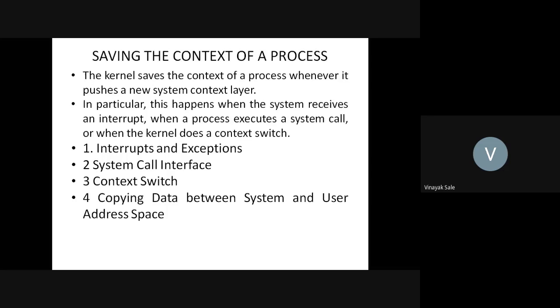Then, saving the context of a process. The kernel saves the context of a process whenever it pushes a new system context layer. In particular, this happens when the system receives an interrupt, when a process executes a system call, or when the kernel does a context switch.